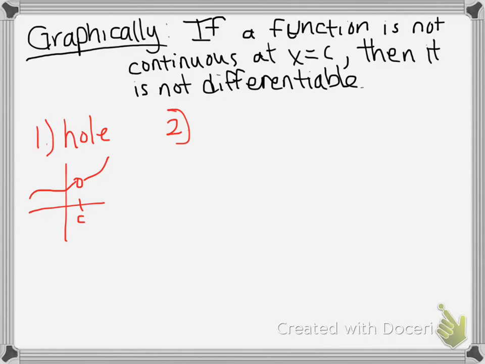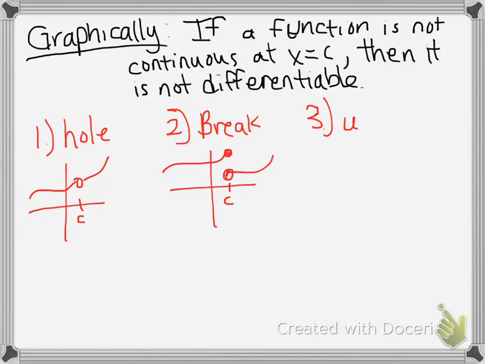The second situation in which a graph is not continuous is when there's a break. If we have a break, your graph looks something like this, such as in a piecewise function. So if your graph is not continuous at c, then it is not differentiable. And the third situation is when you have an asymptote. So if a graph has an asymptote at c, it is not differentiable at c.